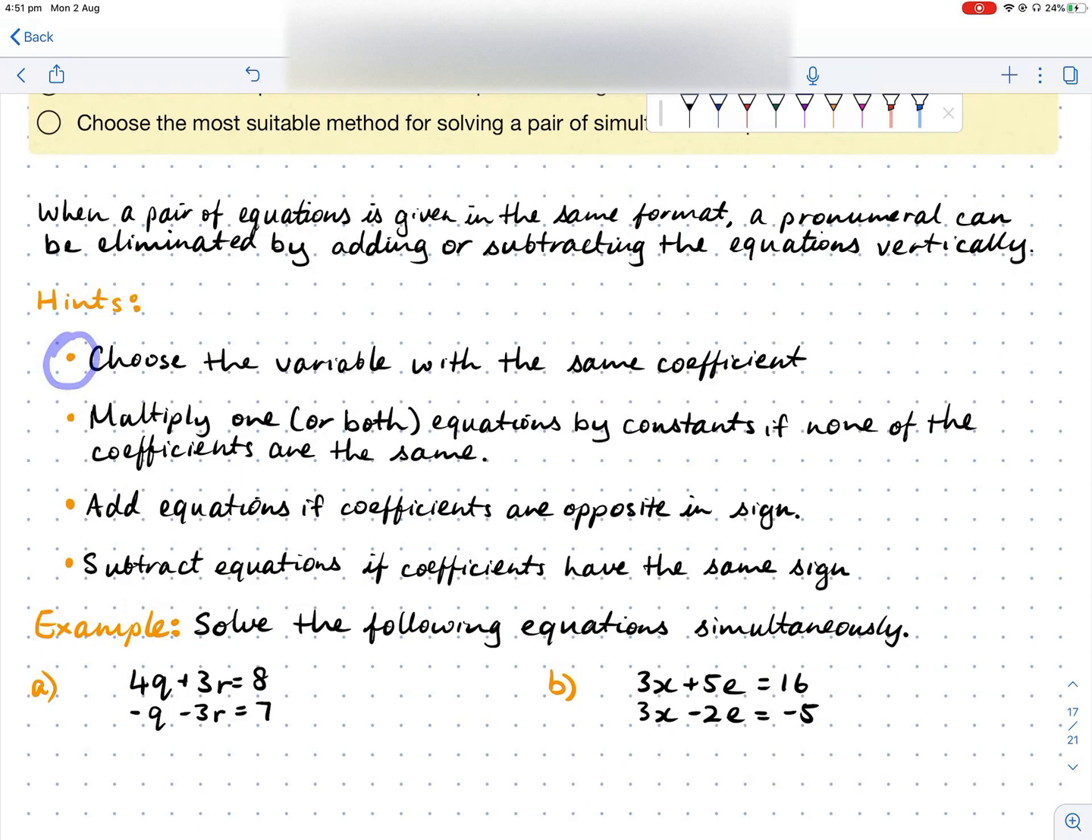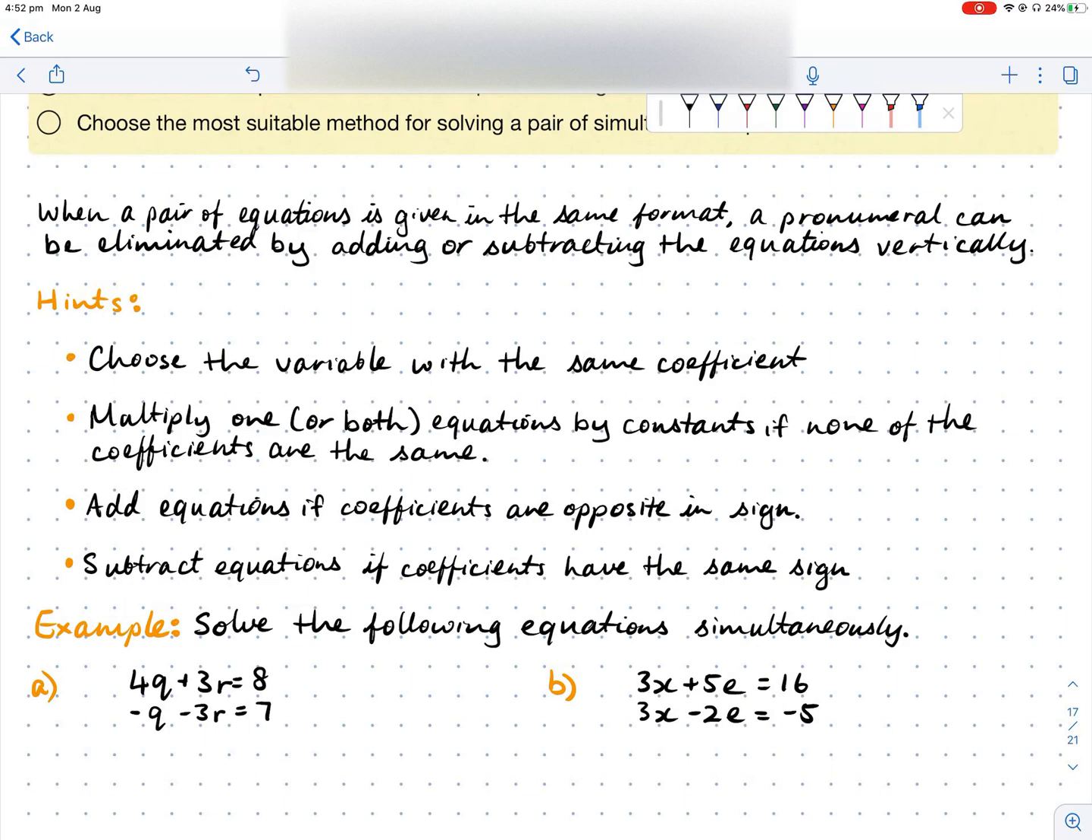So the first thing would be to choose the variable with the same coefficient. So look at the number in front of it. Don't worry about the magnitude, so positive or negative. If the number itself is the same, that's probably the best one to cancel. Okay, if we can't find a pronumeral with the same coefficient, what we need to do is multiply one or both equations by constants, so by a number, in order to make it happen.